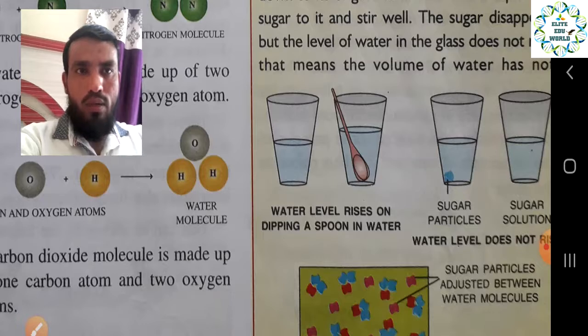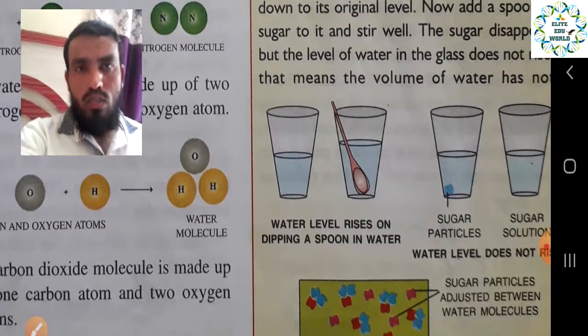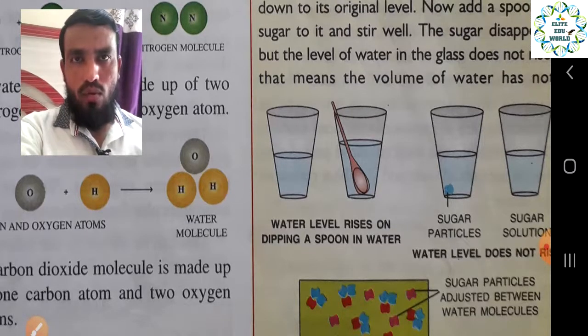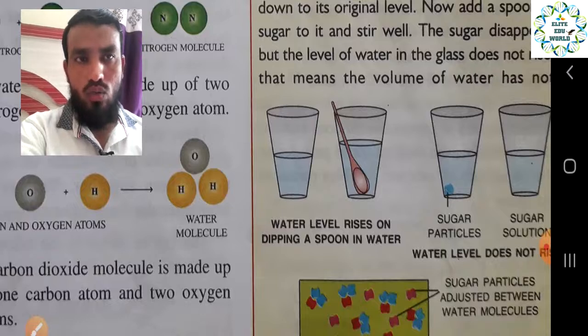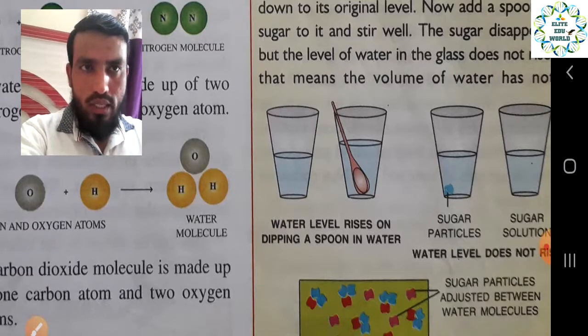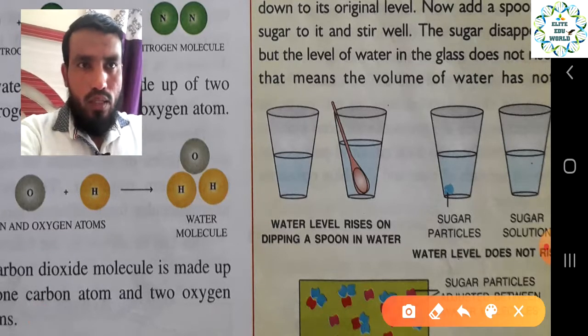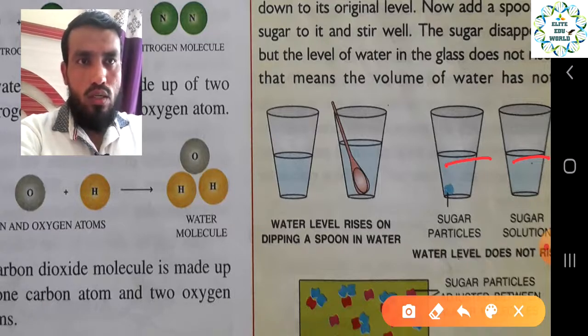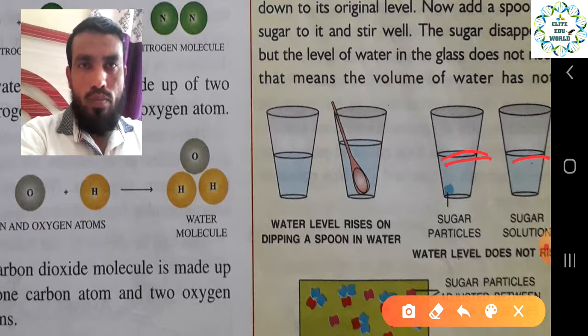But what happens when you take a spoon of sugar, add the sugar into the glass, and just stir it? So what will happen? This is before adding the sugar and this is after adding the sugar. The level does not rise up, it remains at the same level. So why does this happen?